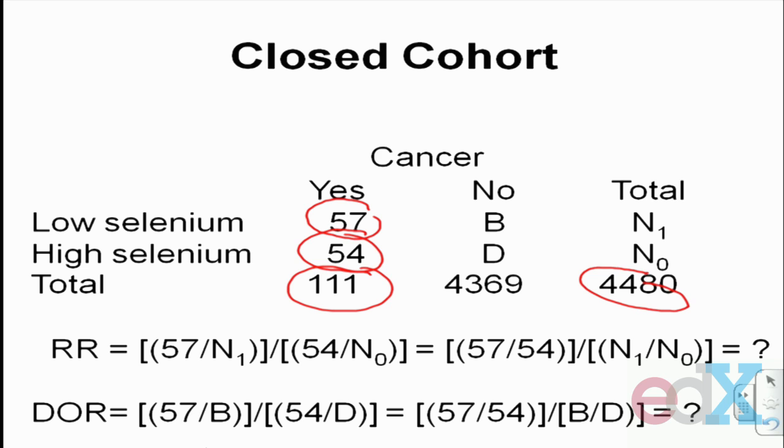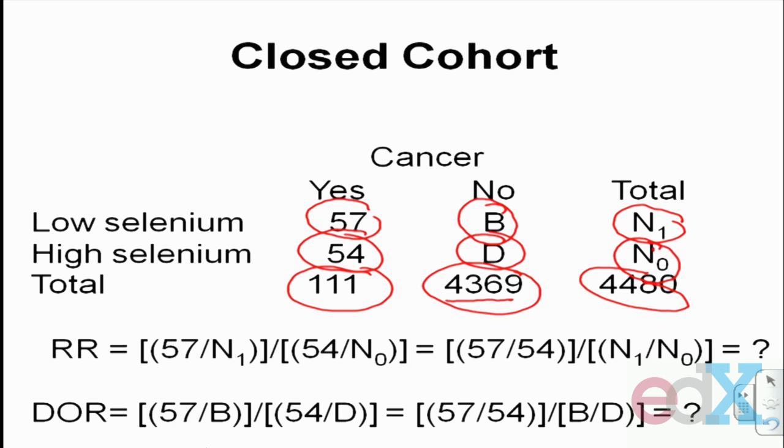If he analyzed all 4,369 other people, he'd again have the makings of his closed cohort. A certain number of them would have been people with low selenium, a certain number would have high selenium. The only way he would know those numbers is if he analyzed all the remaining 4,369 to determine how many people had low selenium in that group, let's call that B, and how many people had high selenium, let's call that capital D. That's what he would have had for his data set if he had analyzed all 4,480.